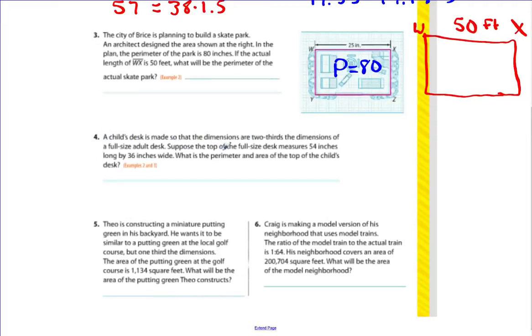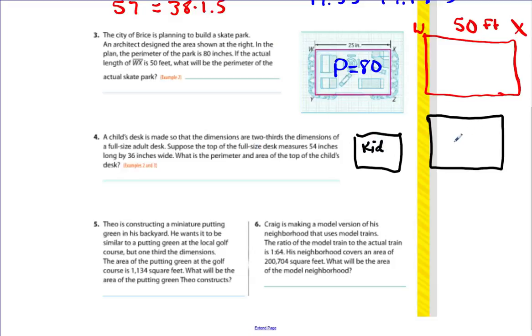Number 4, a child's desk is made so that the dimensions are 2/3 the dimensions of a full-size desk. Okay, so we can draw ourselves two desks here. And a second desk. There we go. Okay. Thought that would make shapes for me, but it didn't. So we can say this is our kid desk, this is our adult desk. So the full-size desk is 54, and that's the top of it, 54 long. Okay, so that's the dimensions, 54 by 36.